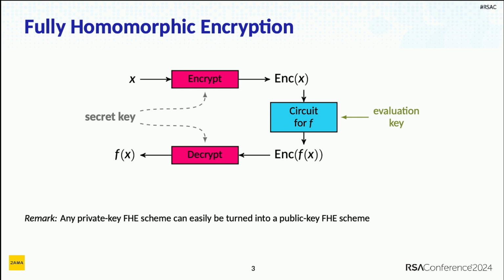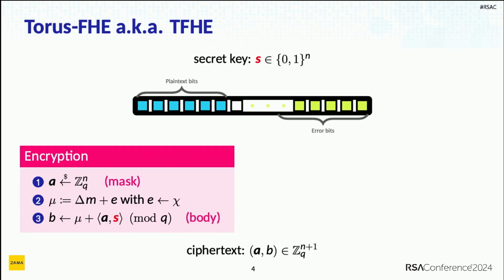So as I told you, this is symmetric key cryptography, but in the case of fully homomorphic encryption, there is a trick that allows you to turn any symmetric key encryption into a public key encryption scheme. Okay, so TFHE. So there will be some math in the presentation, so I'm sorry for that.